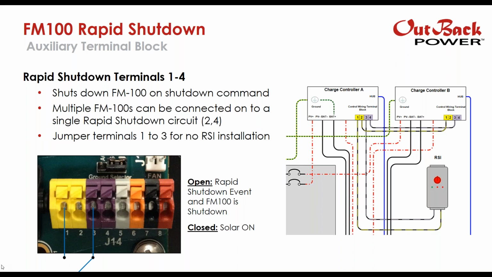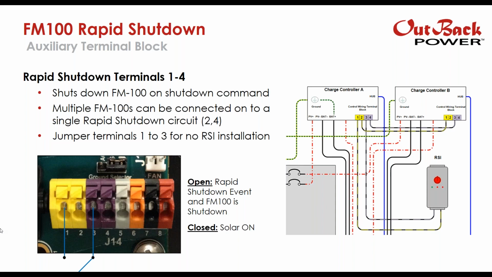So if you have multiple FM100s, then you will need to connect in parallel the multiple charge controllers using these extra terminals here. So you have 2 and 4 here. This means that they will all have to achieve a rapid shutdown condition. If one is not successful, which means getting to 30 volts within 30 seconds, then it won't show a positive feedback that it had successfully done a rapid shutdown.